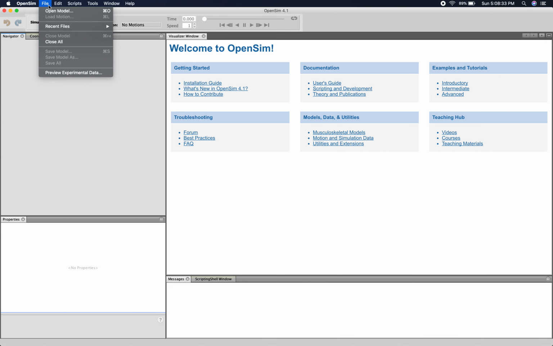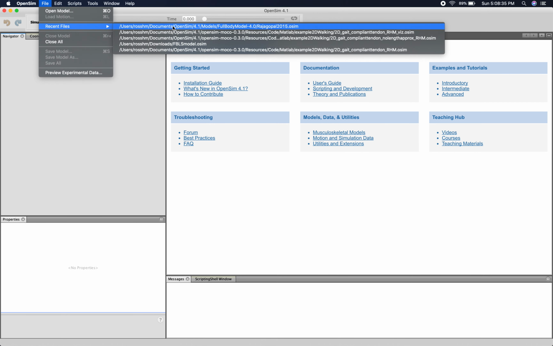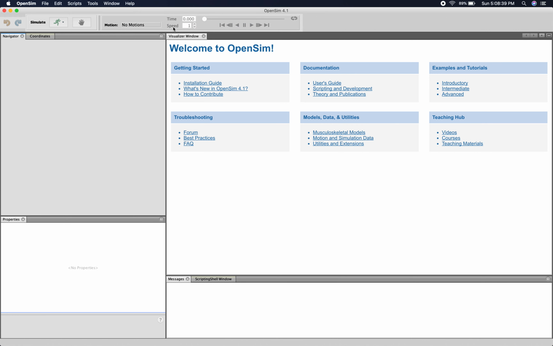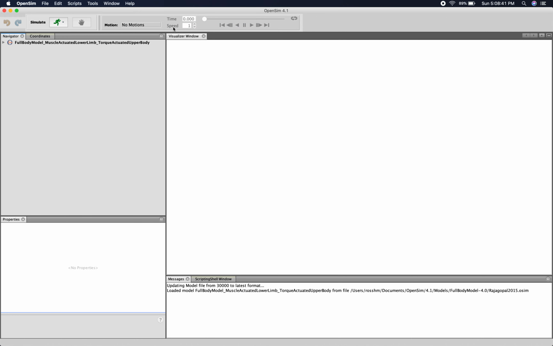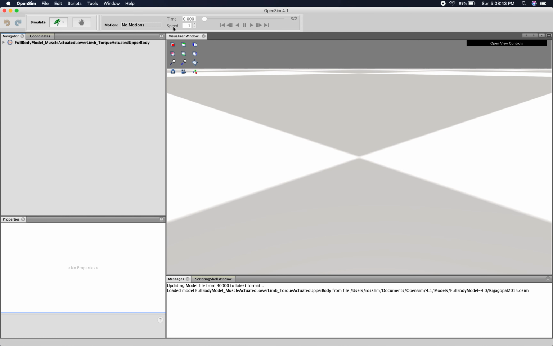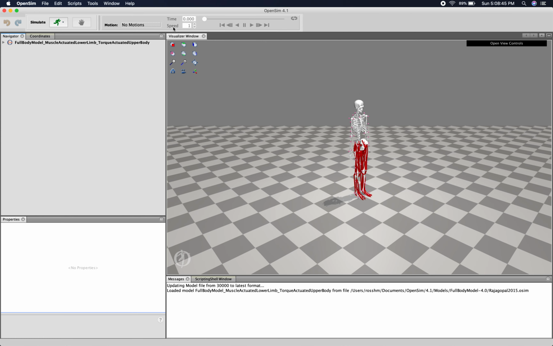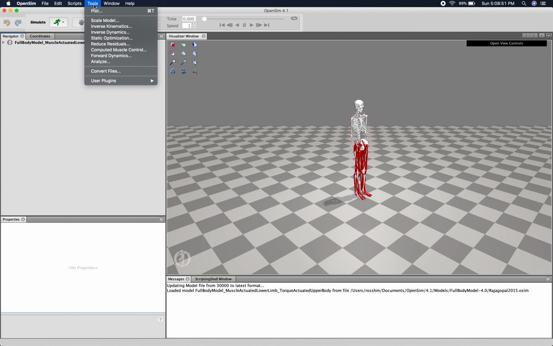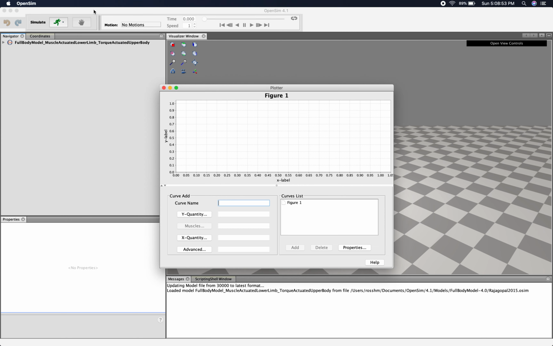And let's load up our full body model. I put this model on the course website for you guys. And here is my model. To get some data for muscle length as a function of joint angle, I'm going to use OpenSim's plot tool here.